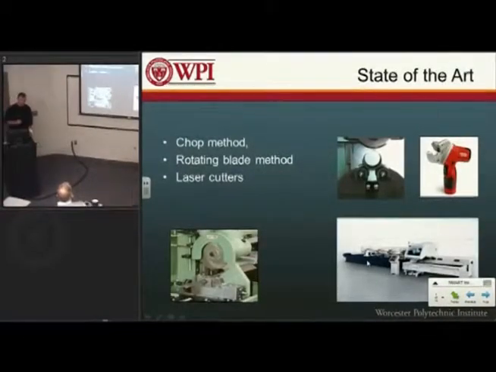So we looked into some of the standard methods of cutting tubes: a chopping method, a rotating blade, spinning it on a lathe, and laser cutters. A lot of times when you're dealing with tiny tubes, they fray at the edges when you cut them if you don't do it extremely precisely, especially after there's been a pass of the blade.